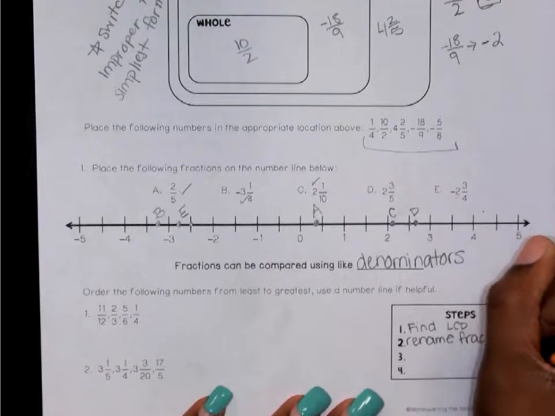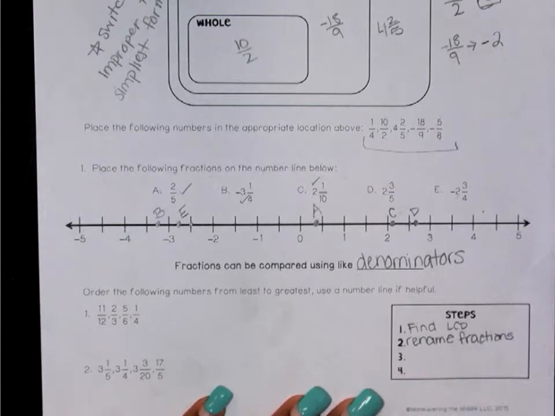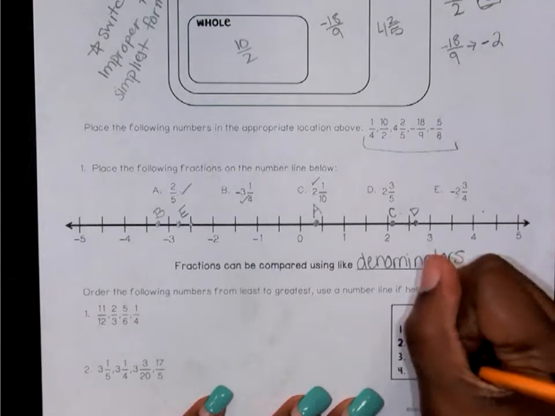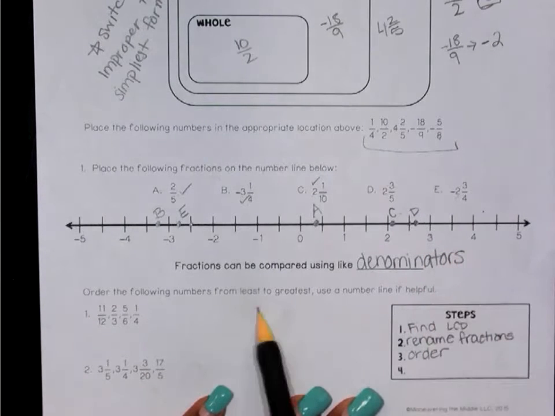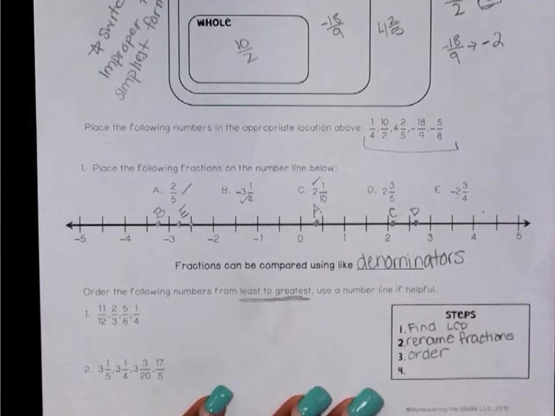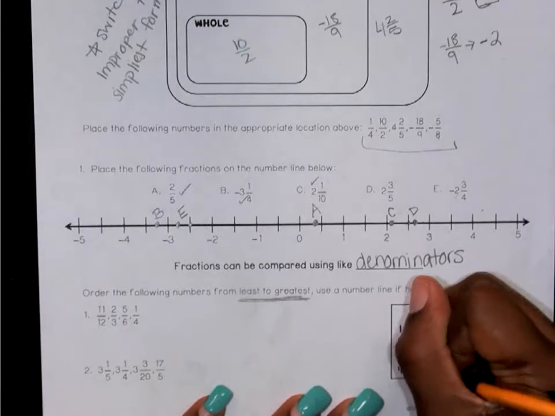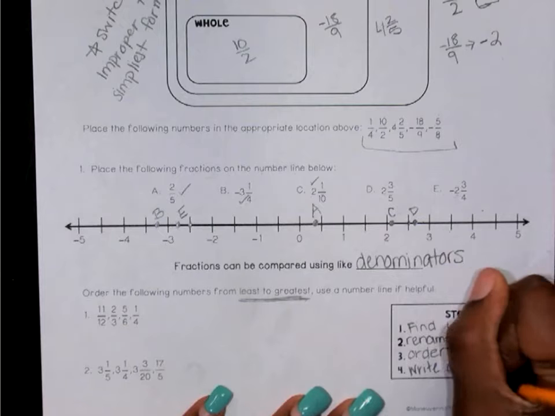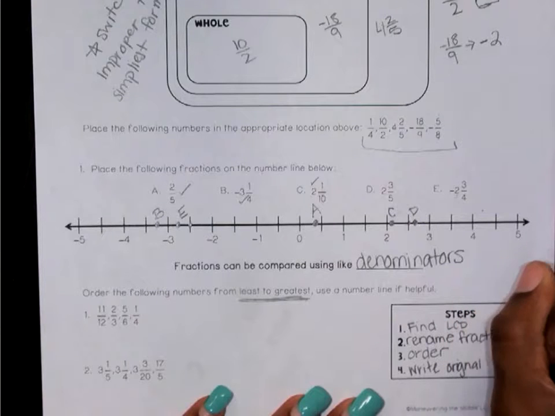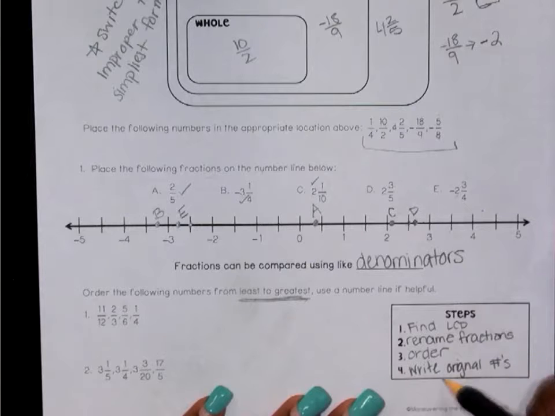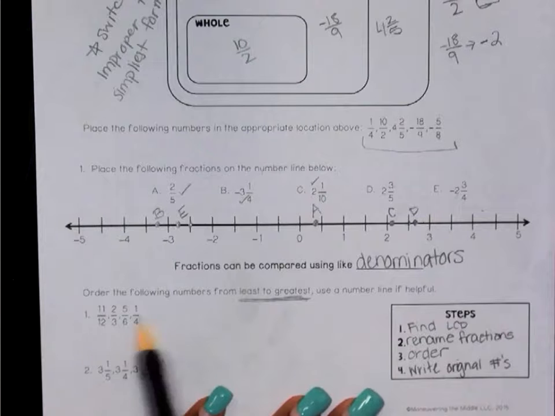Rename fractions. Number 3 says order, all right? That means you're putting it from least to greatest. That's what we're doing, okay? So that's why order is right there, because we're doing it from least to greatest. 4 is you're going to write original numbers. That means, yes, this says 1/4 now, but if we change the denominator to the same thing, we need to make sure when we go back, we need to write it still as 1/4, okay? Because that's the original number.